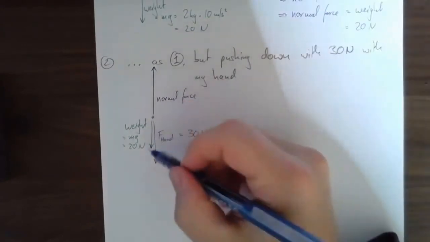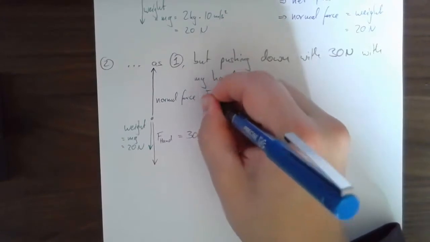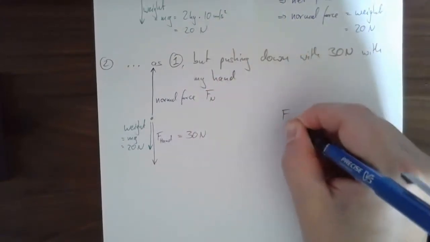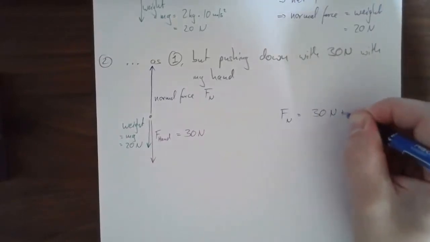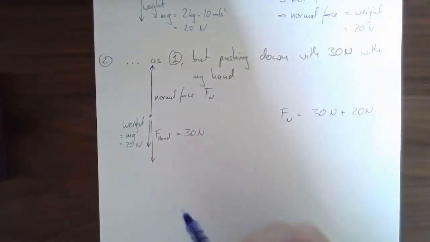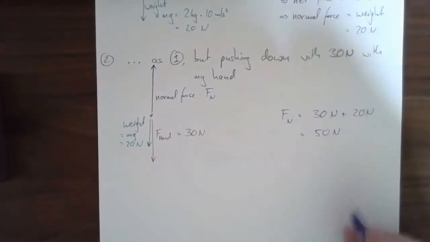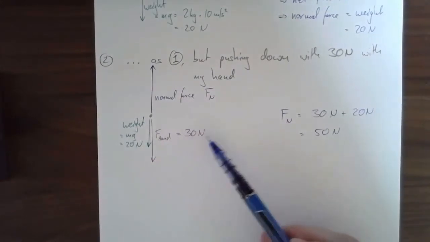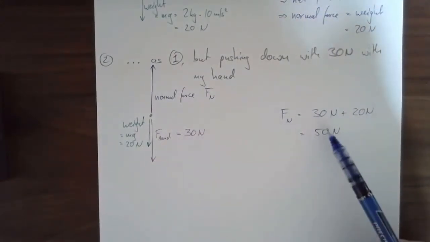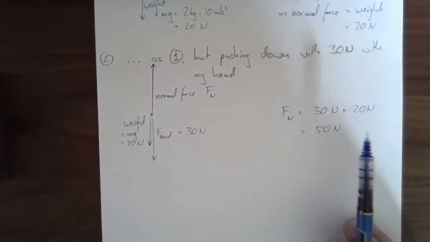And of course, normal force again cancels out. Same logic as before. Fn, let me write it like this time. Fn is equal to 30 newtons plus 20 newtons. Cancels out both. That's equal to 50 newtons. You can see if I were to push a lot harder, maybe with 3000 newtons, this would be a much bigger number, or maybe it'd be too big and the table would break.